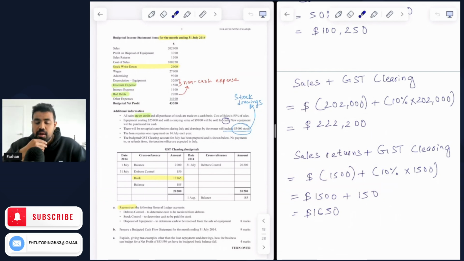So let me give you an example. Let's say today I have sold $100 worth of inventory to you on credit. Okay, so I'm the business and you are the credit customer.